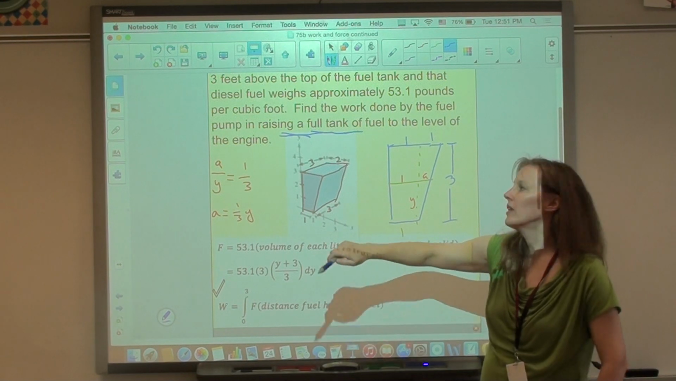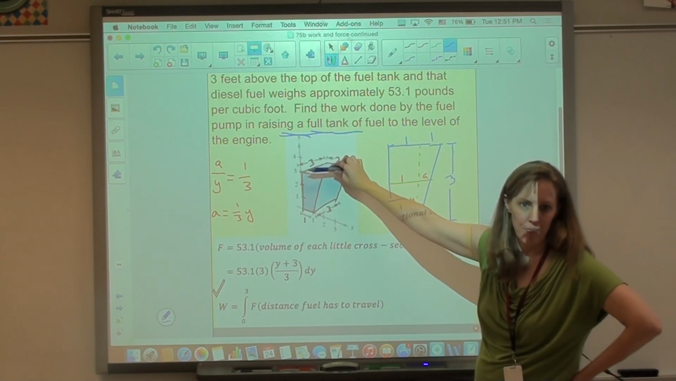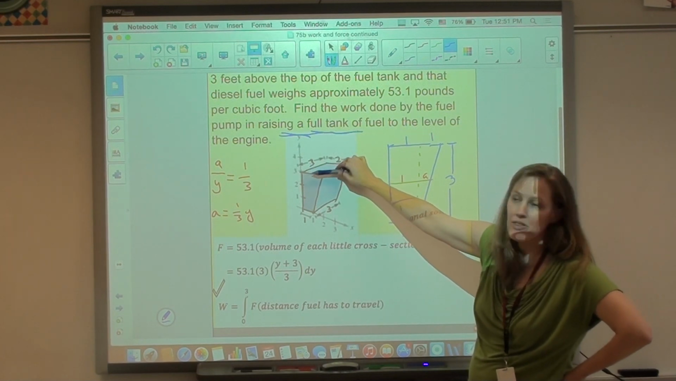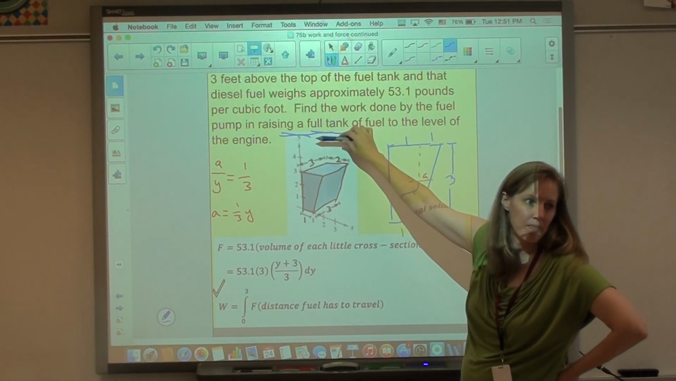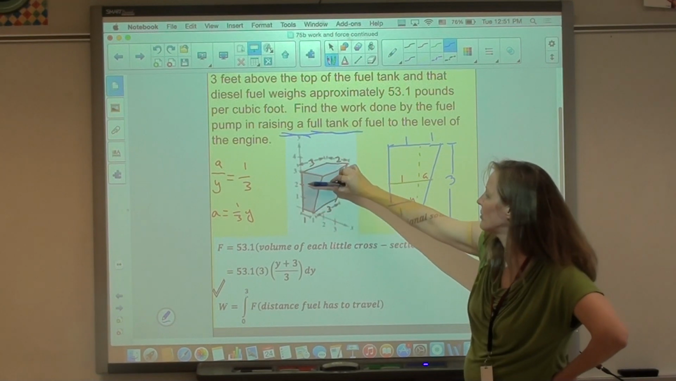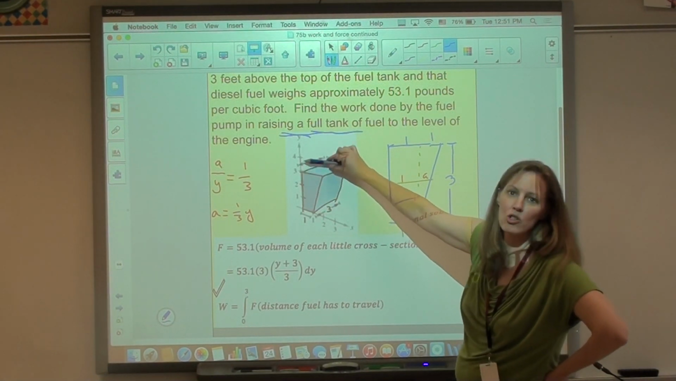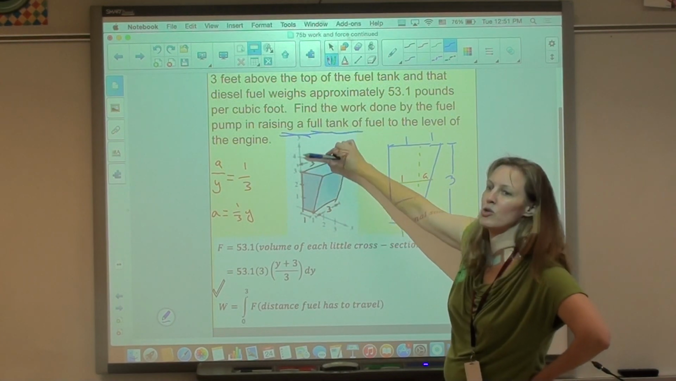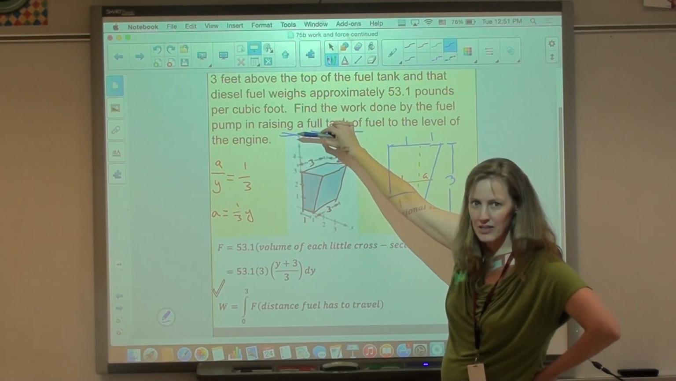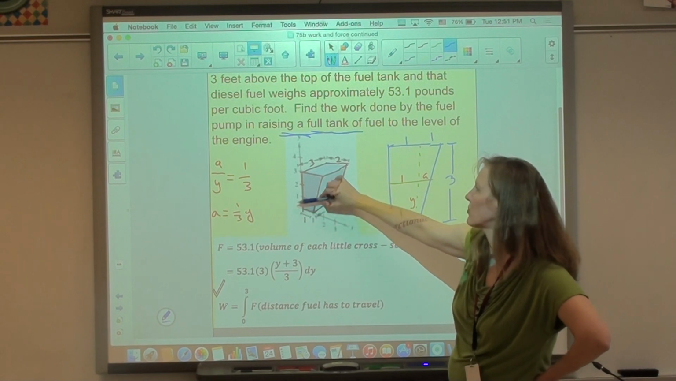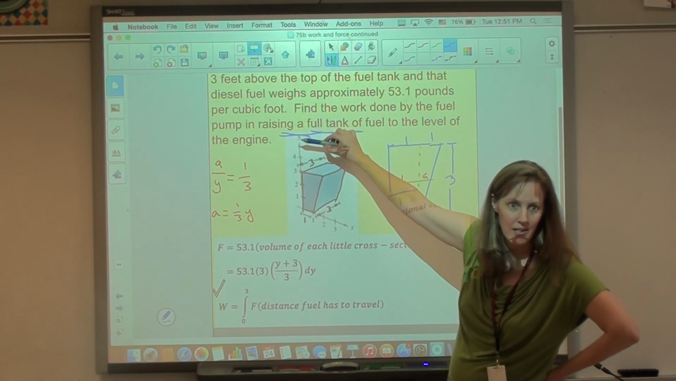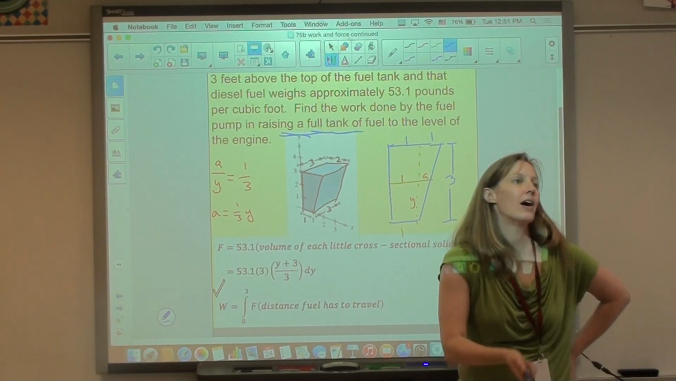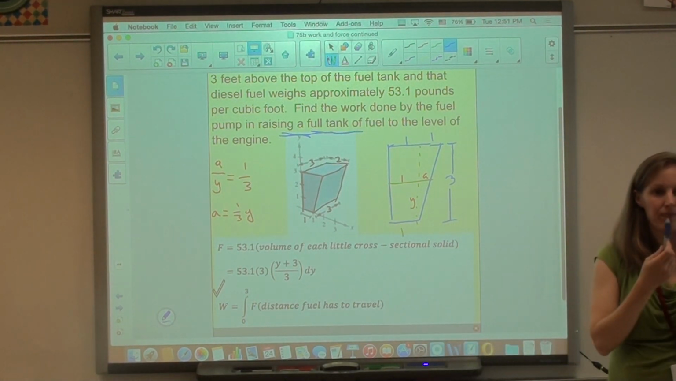Think carefully. If the tank is full, then our Y value is 3, and the fuel has to travel 3 feet. If the Y value is 2, the fuel will have to travel 4 feet. If the Y value is 1, the fuel will have to travel 5 feet. If the Y value is 0, the fuel will have to travel 6 feet. So can anyone figure out a function for how far the fuel has to travel?